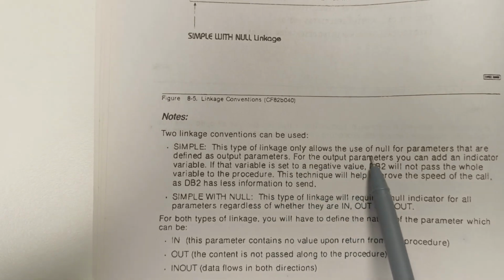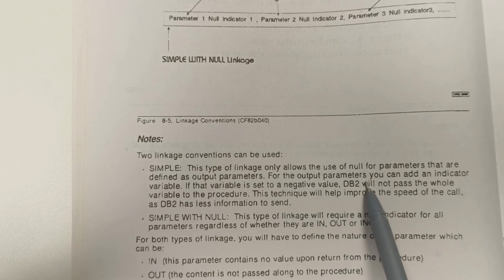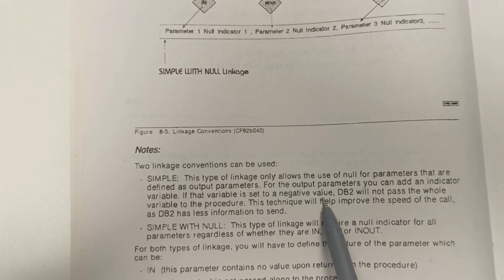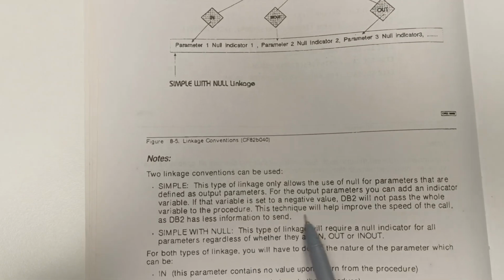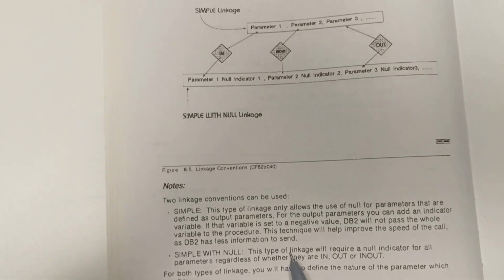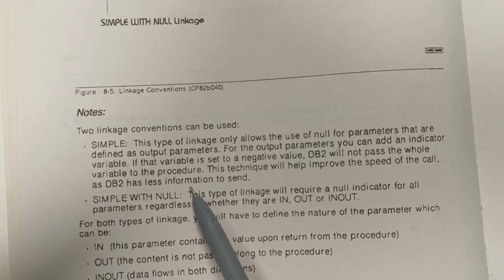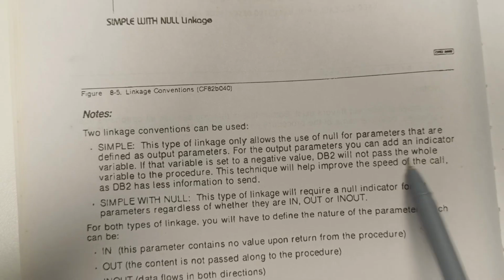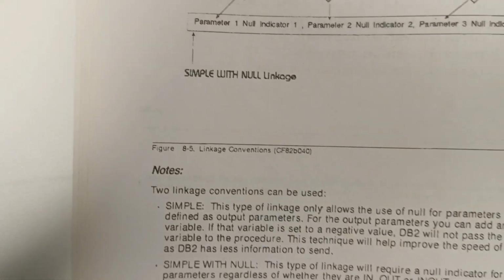This type of linkage allows you to use the null parameters that are defined in the output parameter. For the output parameter, we can add an indicator field variable. If the variable is set to a negative value, DB2 will not pass the whole variable to the procedure. This technique helps speed up the call, as DB2 has less information to send. So if the null indicator value is negative, then DB2 does not send the data, and we can use an indicator field.